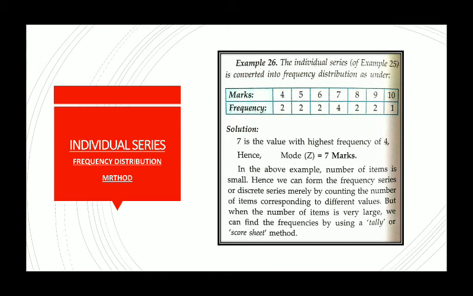Okay. Now, once we convert the data into a frequency distribution table, we can see that the variable's value and the frequency are given. And here the highest frequency is 4. And the highest frequency 4 corresponds to the value 7. And so 7 is the mode. The same sum, same answer, just the method is different. So 7 is the mode in this particular sum because it has the highest frequency.